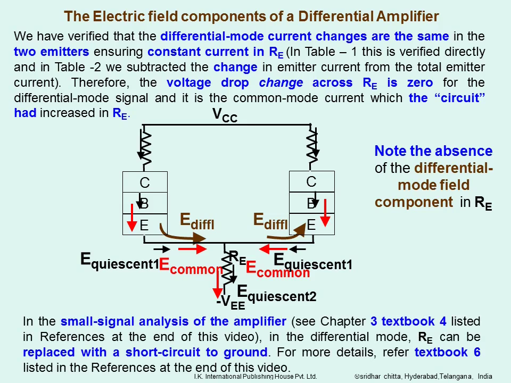In the small signal analysis of the amplifier, refer to Chapter 3, Textbook 4 listed in references at the end of this video. In the differential mode, RE can be replaced with a short circuit to ground. For more details, refer to Textbook 6 listed in the references at the end of this video.